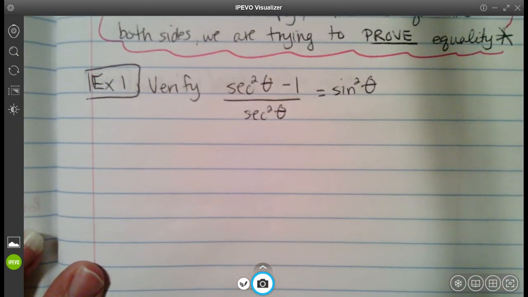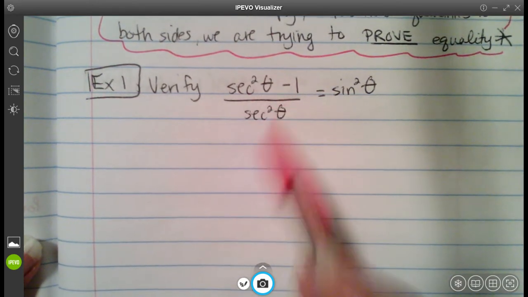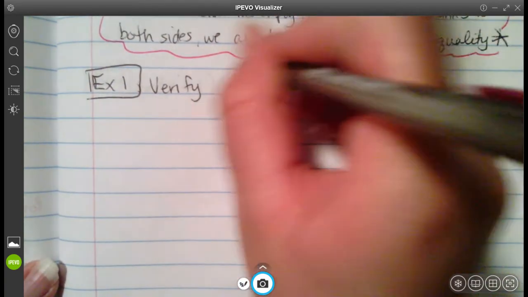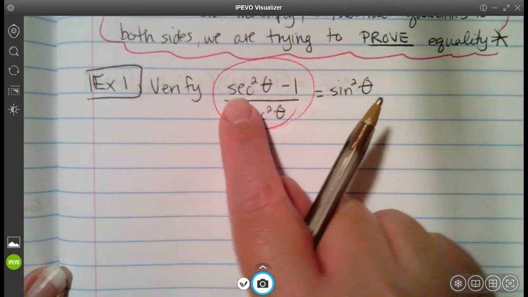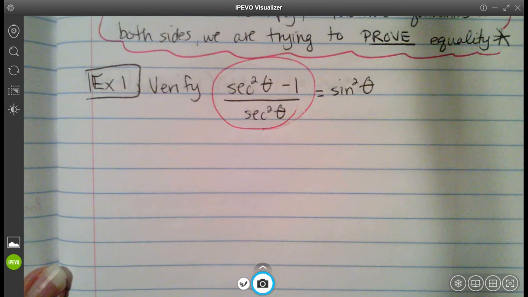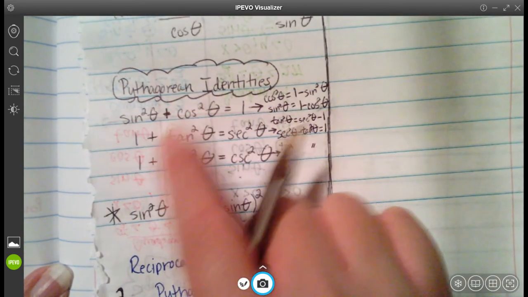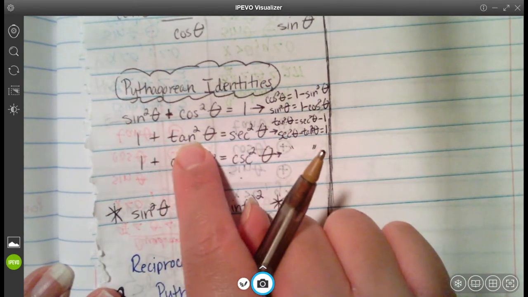Let's begin. Example 1. Verify secant squared theta minus 1 over secant squared theta is equal to sine squared theta. Right off the bat, I'm going to say that this one looks a little bit more difficult, so I'm going to work with the left side and try to make it match sine squared theta. What do I know about secant squared theta? Well, I know from my foldable that the Pythagorean identities have a secant squared theta there. So secant squared theta is equal to 1 plus tangent squared theta.